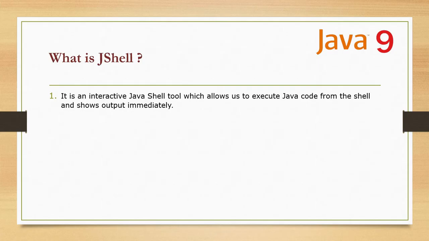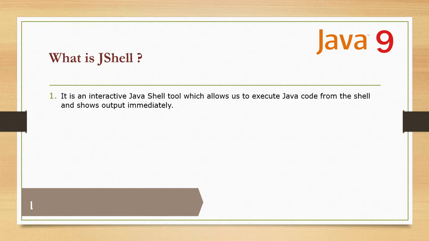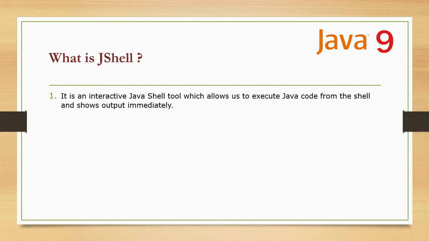So guys, first of all, let's try to understand what JShell is in Java 9. JShell is an interactive Java shell tool which allows us to execute Java code from the shell and shows output immediately. That means, let's say you want to teach someone Java. Then in Java 9, you have the provision to write your code in JShell itself rather than typing your code in some kind of IDE or notepad. You don't really require an IDE to learn Java. You can directly use JShell, and you can see your output immediately, within no time.